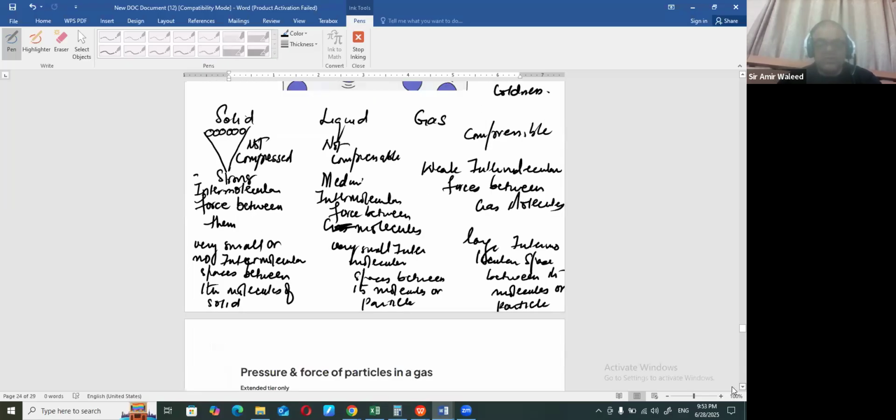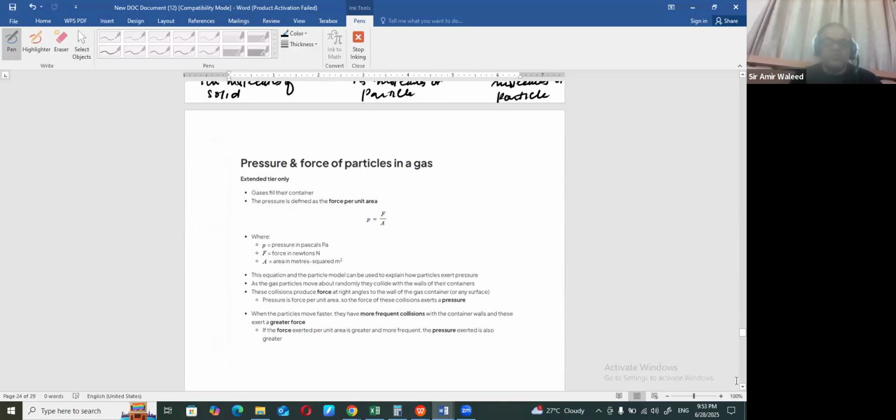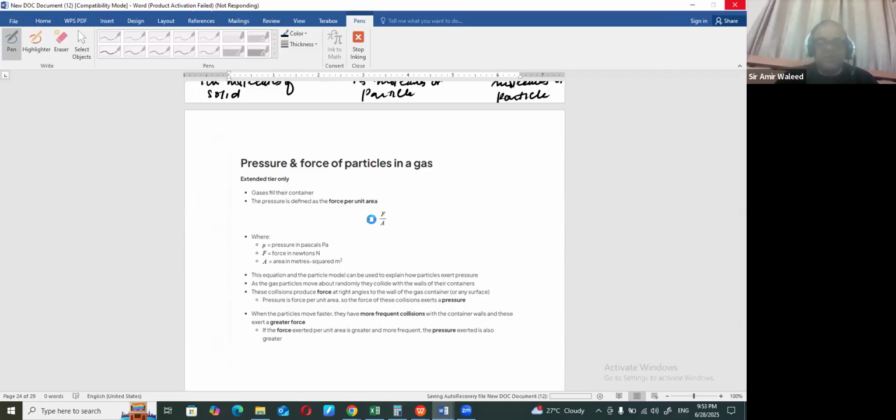Now, let's talk about pressure once again. We already talked about this formula previously, the relationship between force and pressure. Pressure is equal to F upon A, force per unit area. The force you applied upon an area will technically be pressure. Now check what exactly it says.